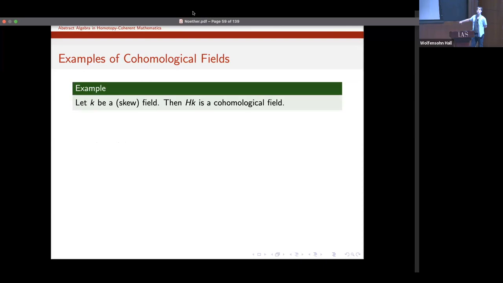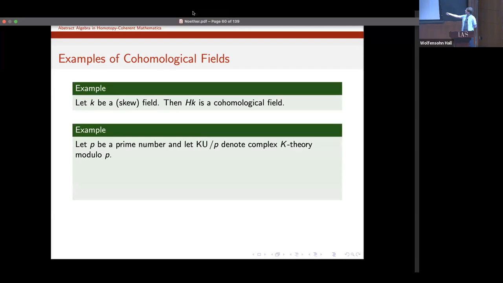But here's a more interesting example. Let P be a prime number and take complex K theory and reduce it modulo P. In other words, take the cofiber of multiplication by P as a map from KU to itself.